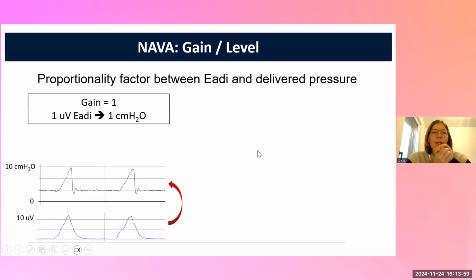Then let's come back to this story of setting the NAVA gain or level. As said, the NAVA gain or level is the proportionality factor between EADI and the delivered pressure. In the example here, in the bottom, the gain is set at 1, which means that for 1 microvolt of EADI, you deliver 1 centimeter of water of pressure. The maximal value here of the electrical activity of the diaphragm is 10 microvolts, and this means that the maximal amount of pressure the system is going to deliver with a gain of 1 is 10.